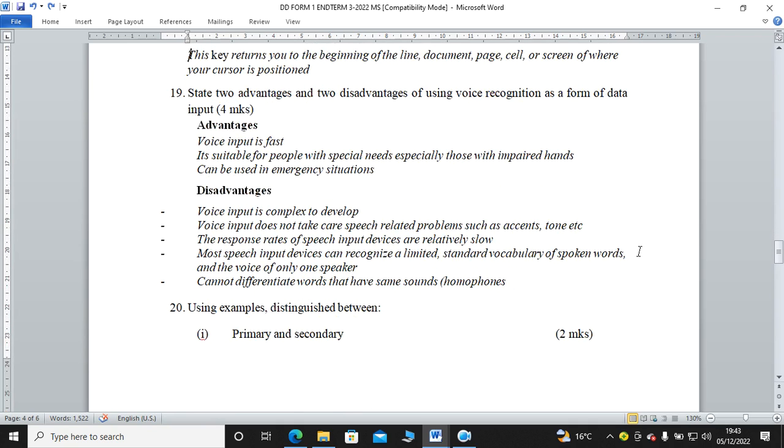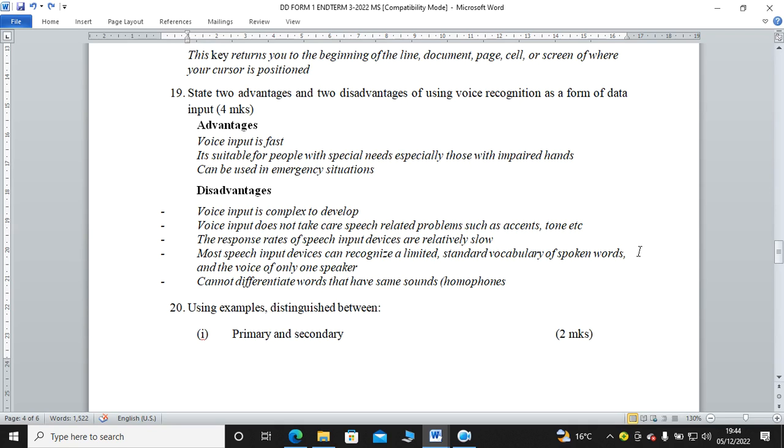Question number 19. State two advantages and two disadvantages of using voice recognition as form of data input. So advantages are voice input is fast. It is suitable for people with disabilities, like person who doesn't have hands, can be used for emergency. Assume a situation whereby you are running, you are doing your exercise, or you are driving, or you are riding.